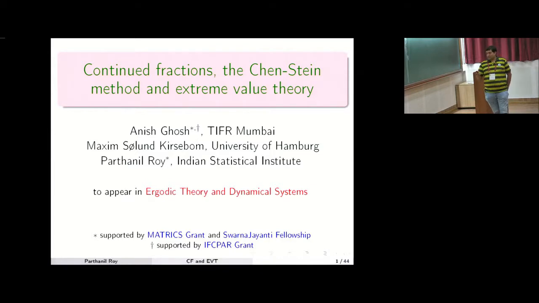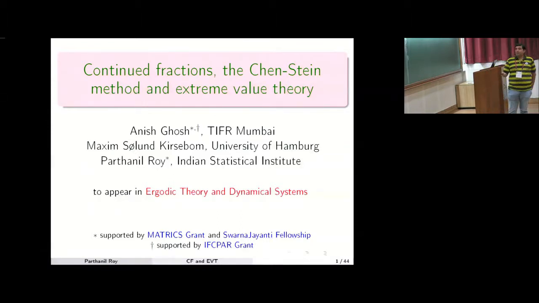So, okay, this is a joint work with Anish Ghosh, who is a collaborator from TIFR Mumbai, and another person is Maxim Kirstebum from University of Hamburg, who's doing a postdoc there. Both of them are actually ergodic theorists. Anish invited Maxim, who's supposed to be an expert in extremes of dynamical systems. He did his PhD in that area, and then we started working, and he gave us a problem which we solved, and then we realized that that problem has been solved already. Then we just changed the problem and solved that.